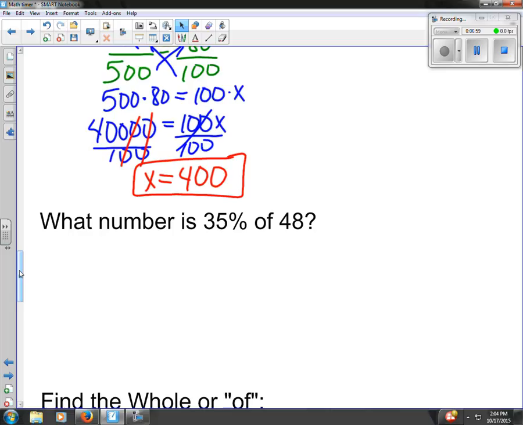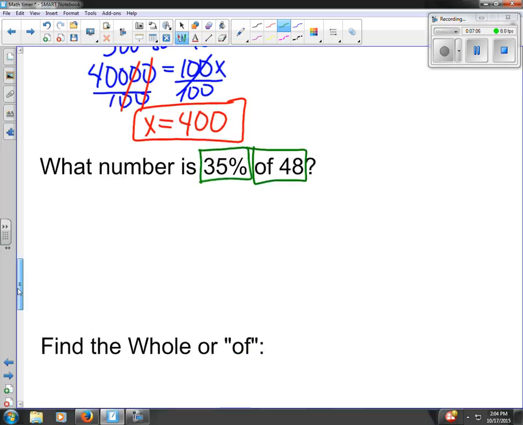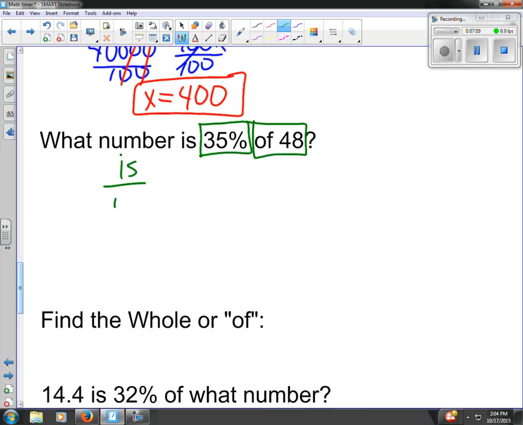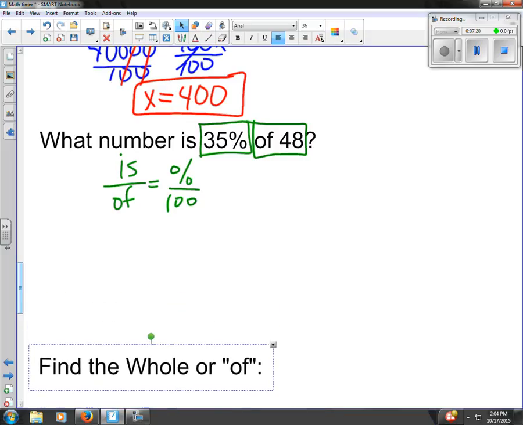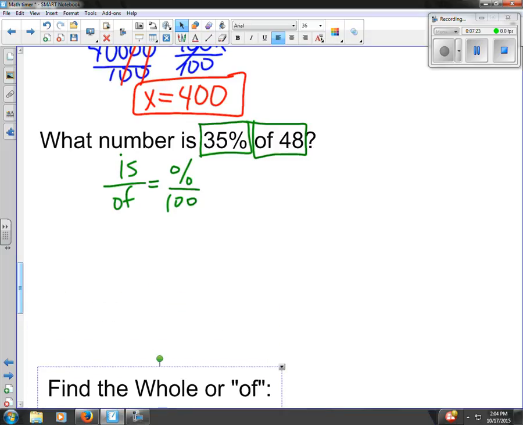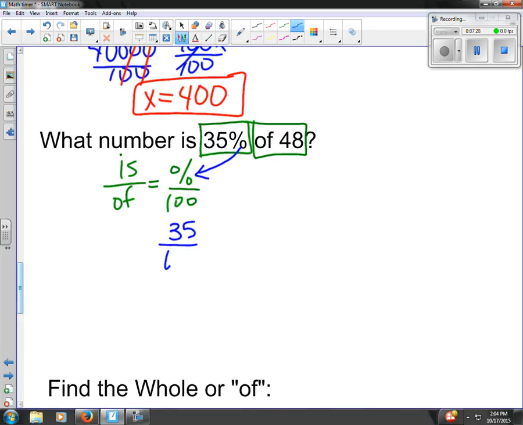Let's try another one. What number is 35%, box the 35%, of 48? Okay, so is over of equals percent over 100. Again, remember, the 35 is going to be the easiest thing to place, because it goes in the percent spot. It's labeled. Percent goes in the percent spot. So it's 35 over 100. It's always going to be over 100. And the of goes in the of spot, 48.